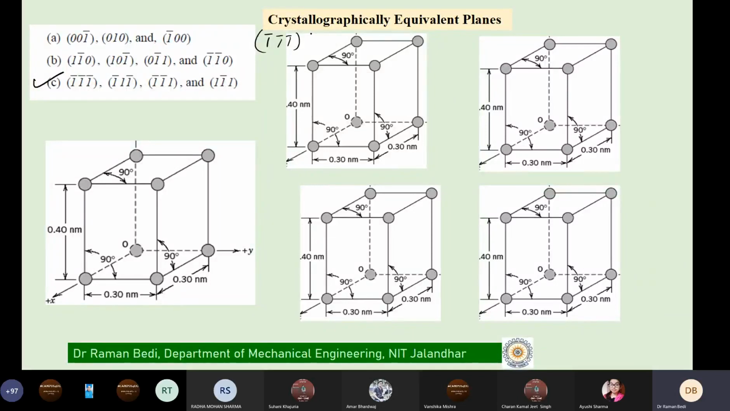So it shall pass through the edges. So 1 bar, 1 bar, 1. If I do that exercise here, now it can be located here.